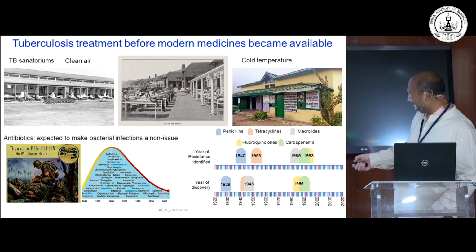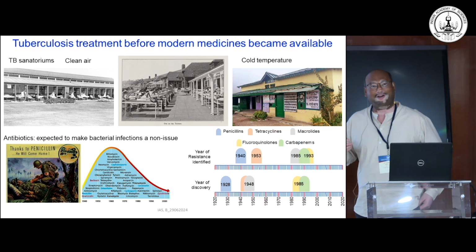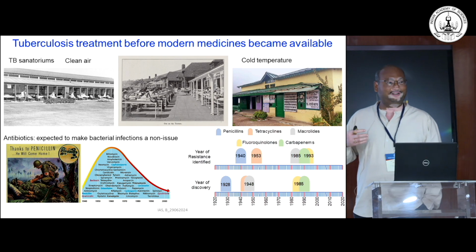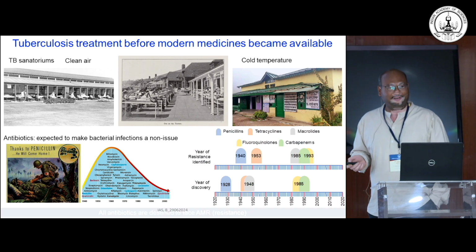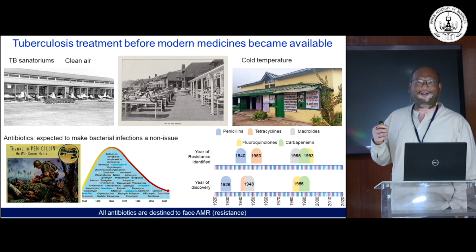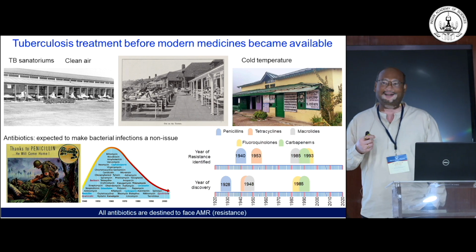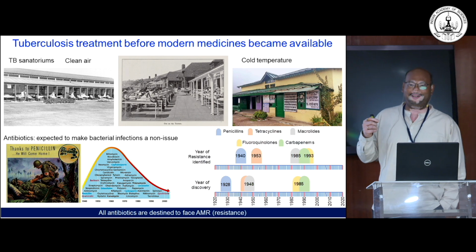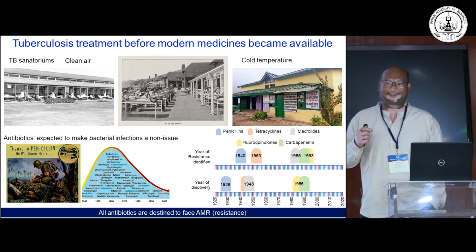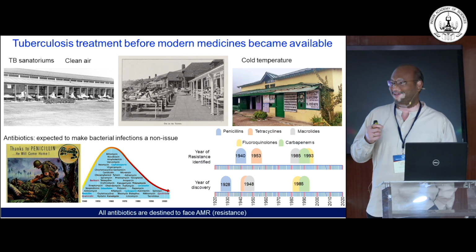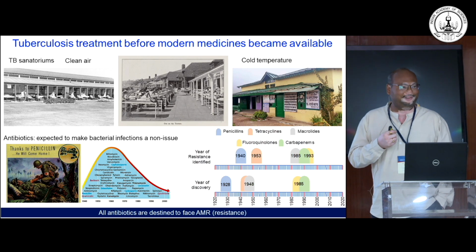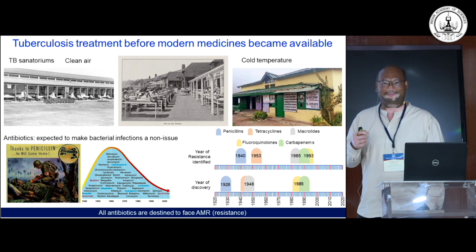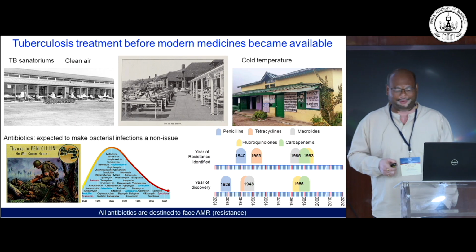You can appreciate that for something like carbapenems, the resistance appeared almost in the same year the drug was released in the market. So what I'm trying to emphasize is that all antibiotics by design are destined to face this problem of drug resistance, because we all know Darwin's natural selection, and antibiotics select against the very strong pressure that bacteria undergo when they are exposed to antibiotics.